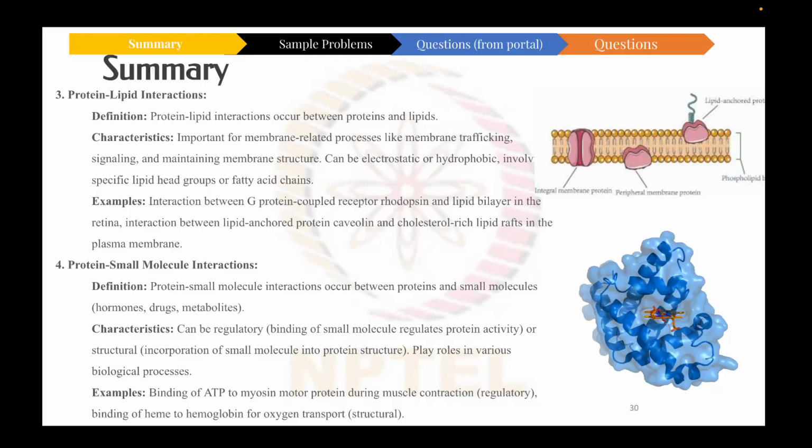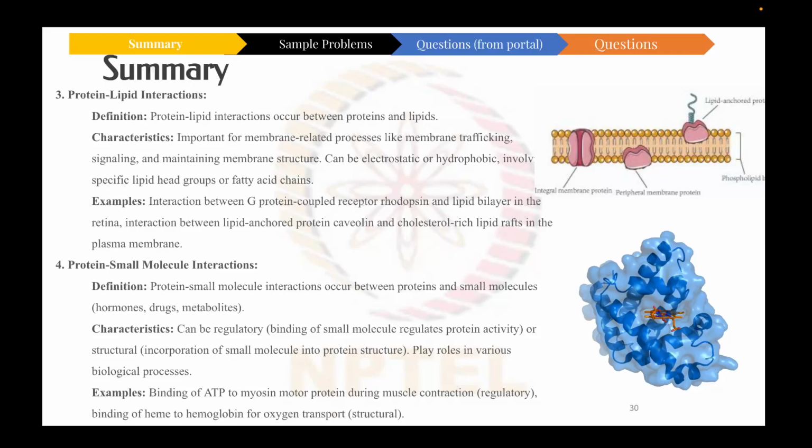Protein-lipid interactions involve physical contacts between proteins and lipids, crucial for various cellular processes such as membrane trafficking, signaling, and maintaining membrane structure. So we have different types of protein-lipid interactions: electrostatic interactions and hydrophobic interactions.